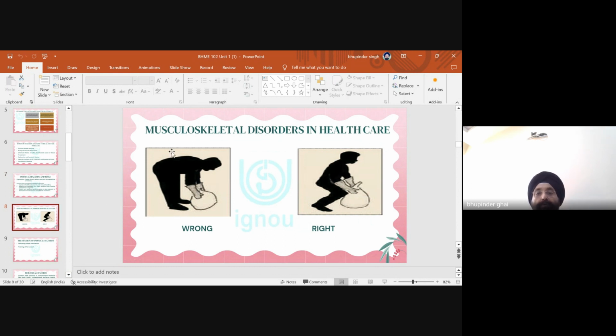Now, as I told you, the musculoskeletal disorder in healthcare. You can see it in this figure. The first one, the person is lifting a weight just by bending at the hip joint. So if he is lifting weight in this manner, he will strain his back, which is a wrong procedure. The best procedure is to bend his knee, hold the weight and then stand up. In this way, the back will be safe and he will not hurt his back.